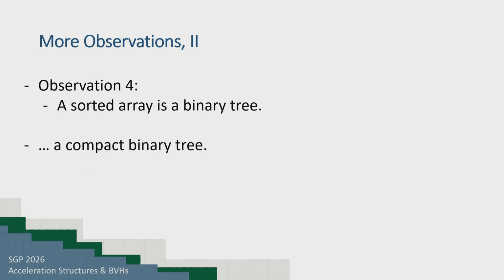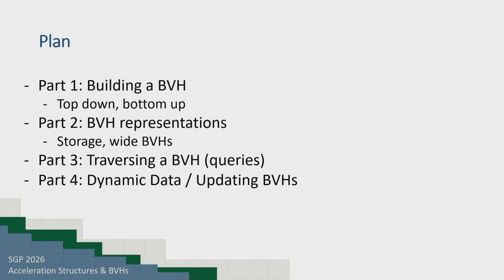And yeah, I already mentioned this. A sorted array is kind of a binary tree, a compact binary tree. So now I can give you the plan. The main part is going to be about building these acceleration structures, building these bounding volume hierarchies. And I'll outline two main approaches and go into a little bit more detail on the second one, the bottom-up or agglomerative build.